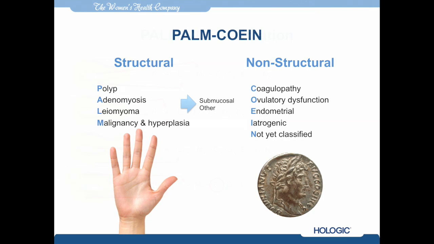E for endometrial causes. AUB-E implies that there was thorough workup with no underlying abnormalities identified. I for iatrogenic causes. Iatrogenic means that it was induced by either medical intervention or procedure or some other medication that led to the bleeding. And N for not otherwise classified, usually very rare causes such as an arteriovenous malformation.